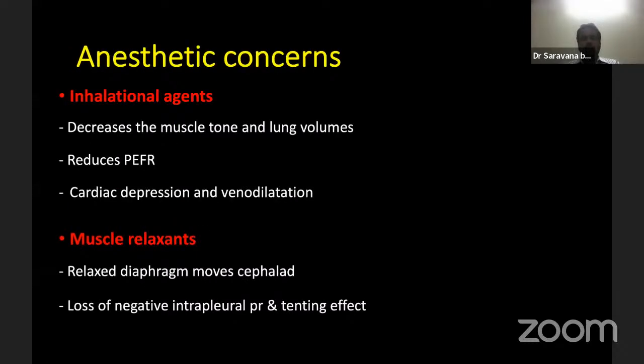Also the inhalational agents, if you want to give inhalational agents with spontaneous ventilation, there is a decrease in the muscle tone and the lung volumes, there will be a reduced peak expiratory flow rate, and there is cardiac depression and venodilatation caused by the inhalational agents. All these things further increase the burden on you apart from the anterior mediastinal mass effects. Also the muscle relaxants may relax the diaphragm and move it cephalad, and there is a loss of negative intrapleural pressure, and there is a splinting effect of the diaphragm. All these things may cause a burden. So we have to balance our anesthesia techniques so that we are able to bail out from these kinds of cases.